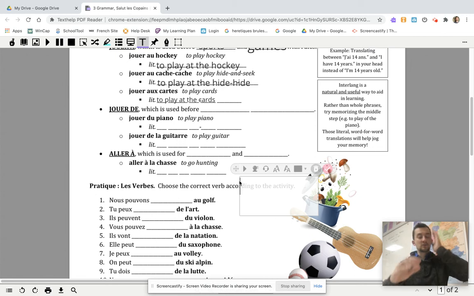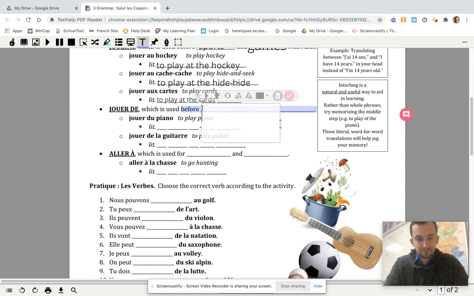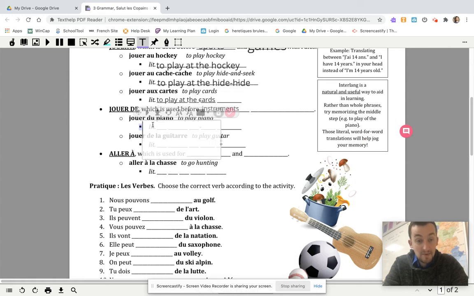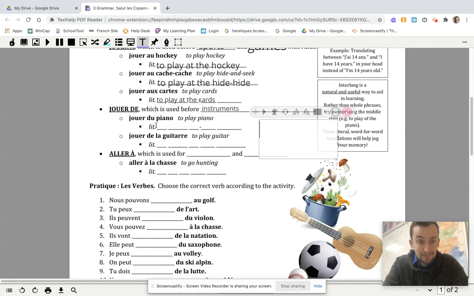There's one I'm not sure that you learned in the junior high, and that's jouer de. D'accord? This is used before instruments. Maybe personal instruments.